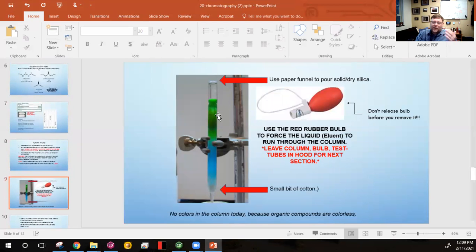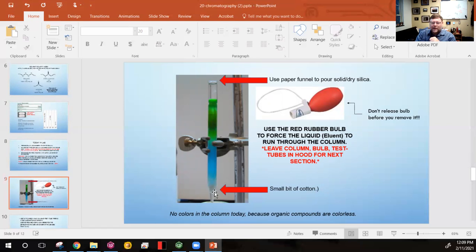So this is not how your column's going to look. All right, this is what a column looks like. So you're going to clamp it there in a pipette. The column's just going to be this little pipette. In this column, we've put colored material in, right? So whatever the green stuff is, it's more polar than the blue stuff. The blue stuff moves faster through the column. The green stuff moves slower.